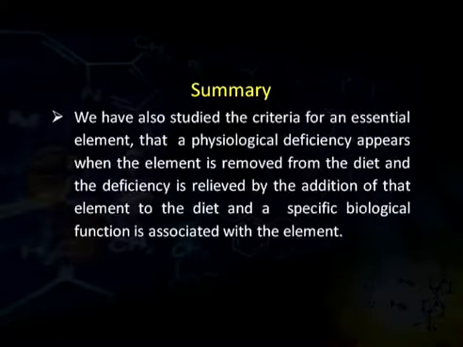Coming on to the summary of today's talk. In this episode, we have studied the meaning of bioinorganic chemistry, how the inorganic elements are related to the biological system. We have also seen what are essential and trace elements and their classification. We have also studied the criteria for an essential element, that is, a physiological deficiency appears when the element is removed from the diet and the deficiency is relieved by the addition of that element to the diet, and a specific biological function is associated with the element.